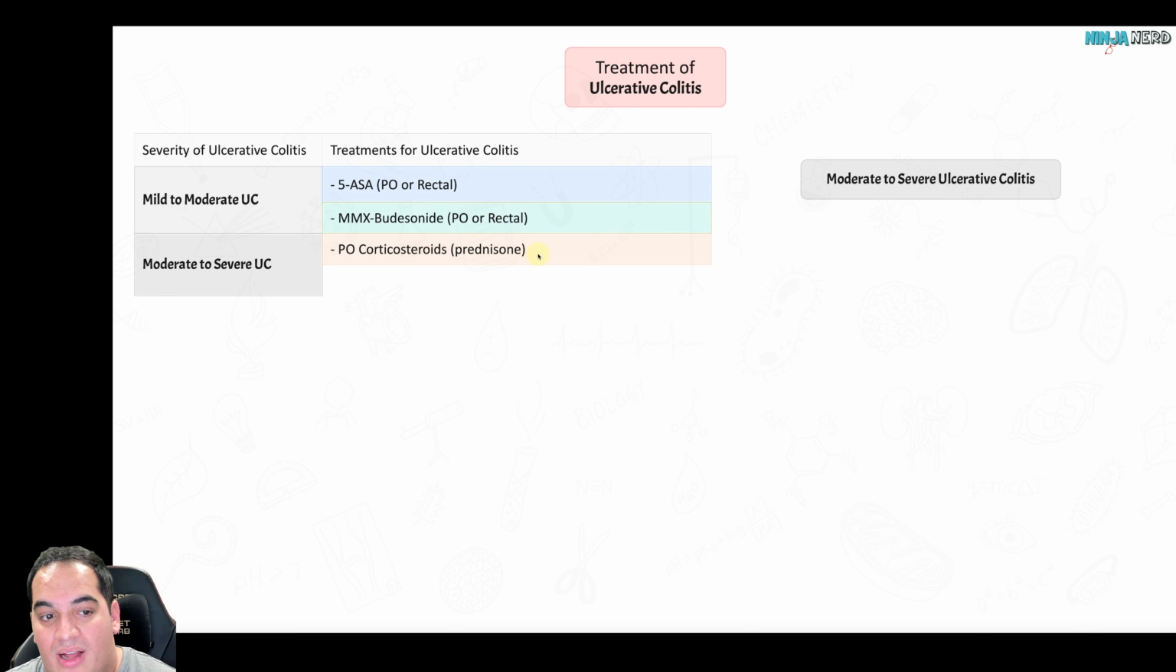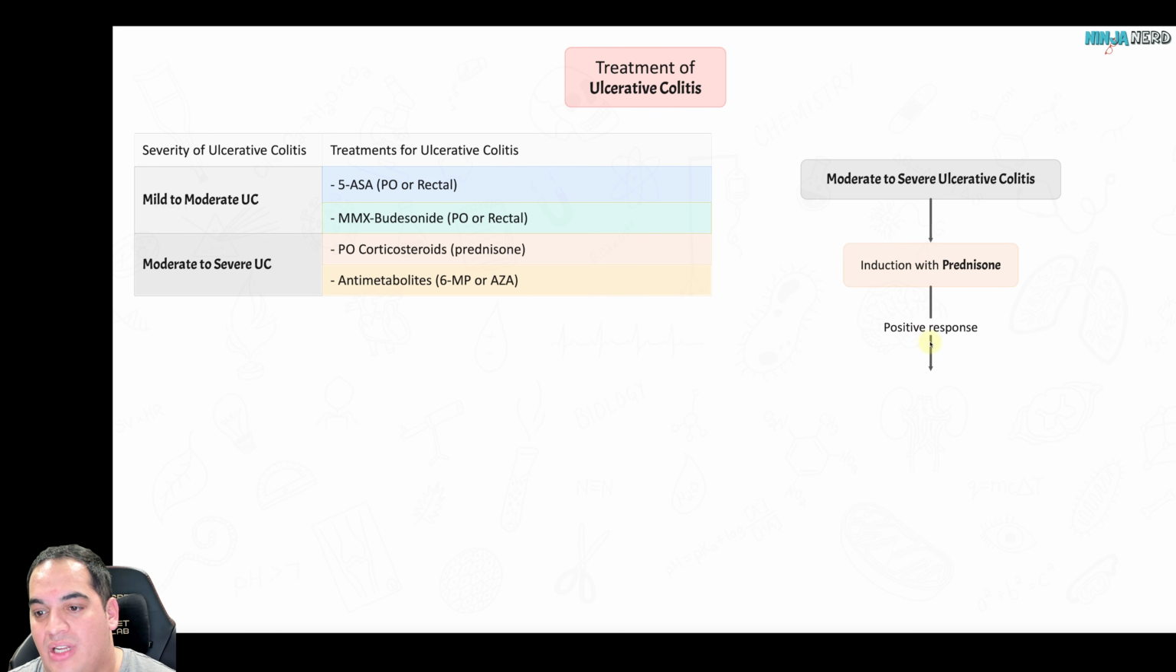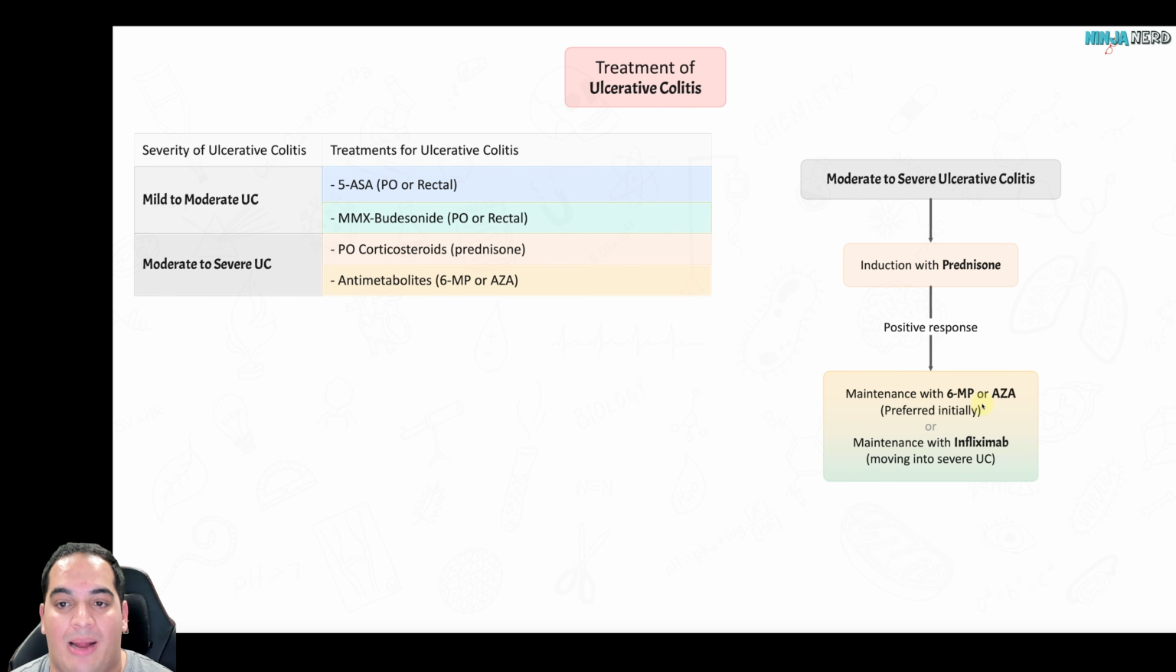And that's going to help with induction, but remission will be required with the antimetabolites. So give them prednisone, help to get them in remission. If they have a positive response, they're in remission, maintain that with 6-mercaptopurine or azathioprine. This is more preferred. But you can consider infliximab, especially if they're having somewhat of a poor response to this. Let's move to the next one.